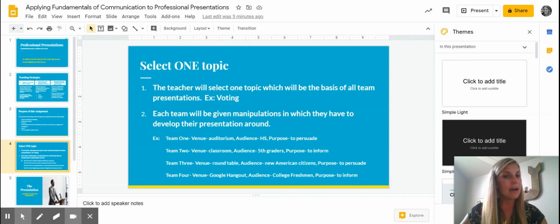Team 3 will have a roundtable. Their audience will be new American citizens, and so these will be people who just passed their citizenship. Their purpose is going to be to encourage them, to persuade them to vote and to be engaged. Obviously, this is a small group. Language barriers may be there. Maybe some anxiety may be there. They need to really understand their audience in order to give important information that they can understand. Now, Team 4 is going to have a venue of a Google Hangout. I'm going to throw some technology in there.